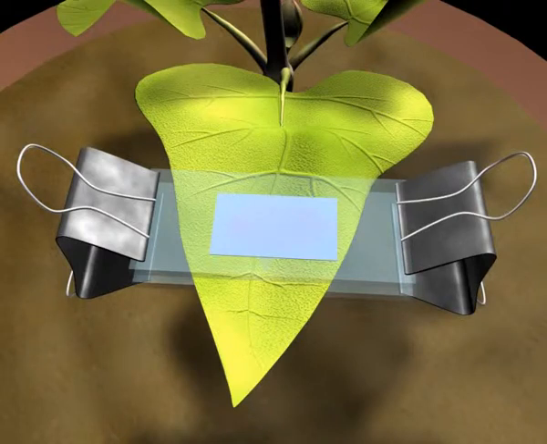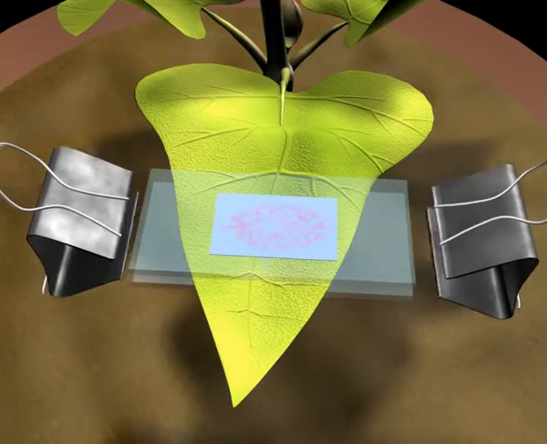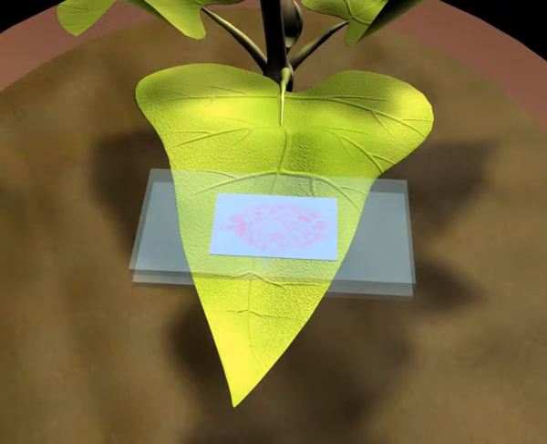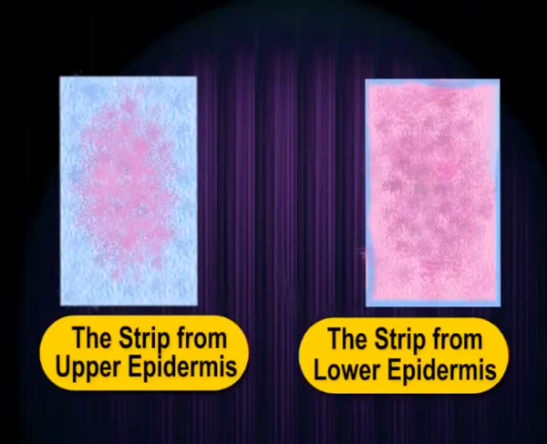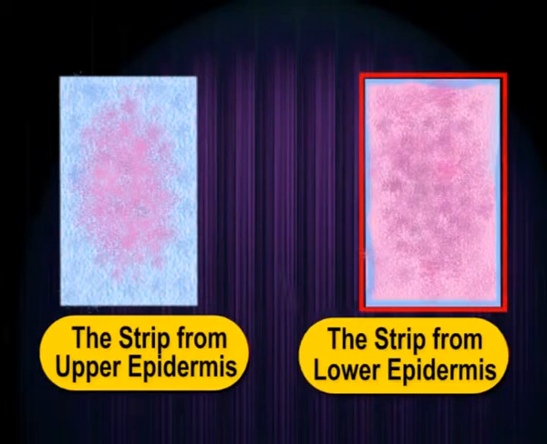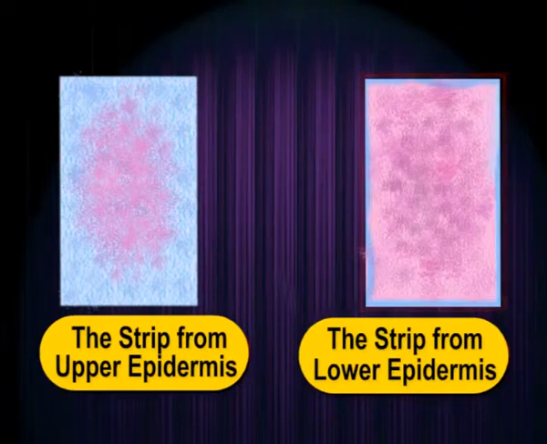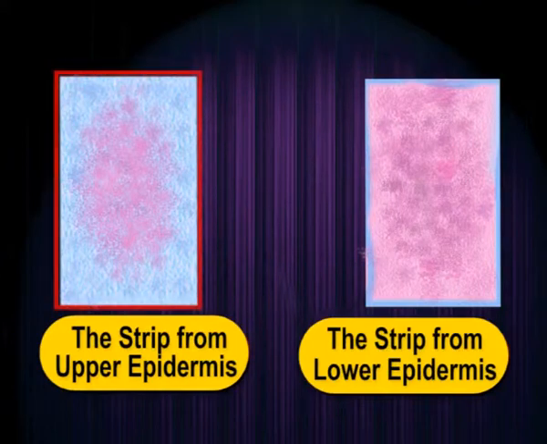Keep the setup undisturbed for a few hours. Remove the clips, slides, and observe the paper strips. Compare the change in color of 2 paper strips, one from lower surface of the leaf and the other from upper surface of the leaf.